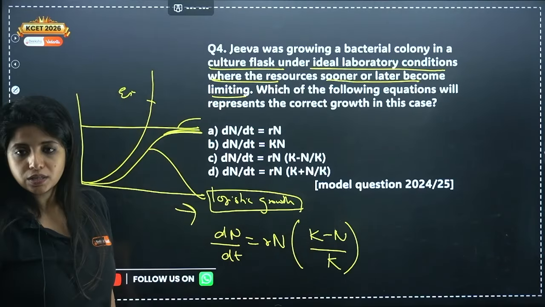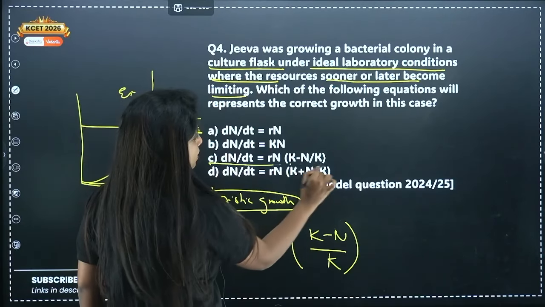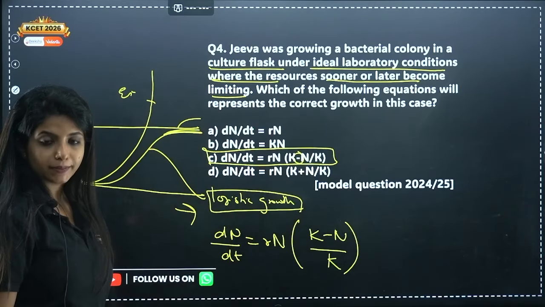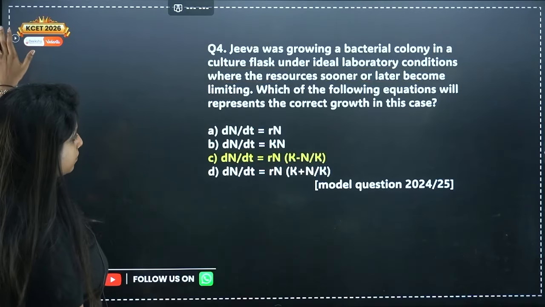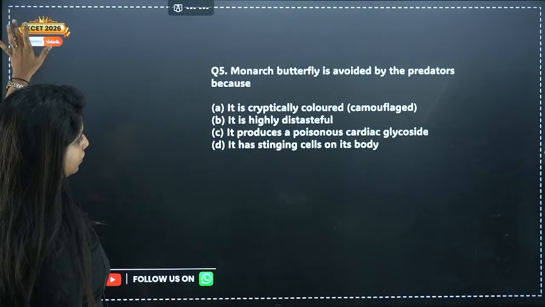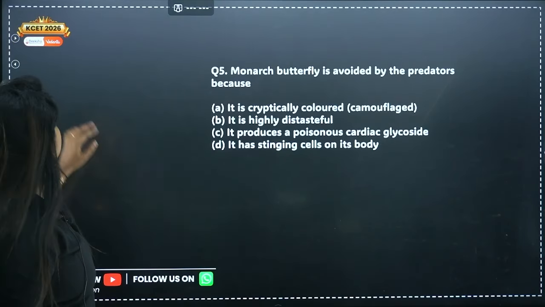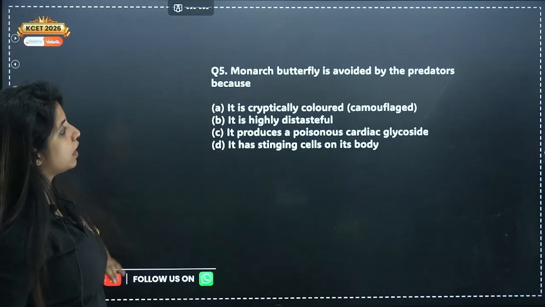K is carrying capacity. So your answer for this question becomes this. It's not plus, it should be minus. Cool. Yes, ma'am. Done, ma'am. Okay, done. Fine. Next. Monarch butterfly is avoided by the predators because, why is monarch butterfly avoided by the predators?